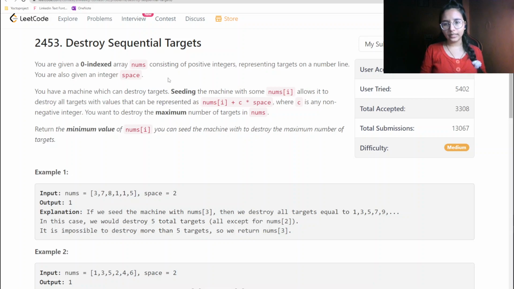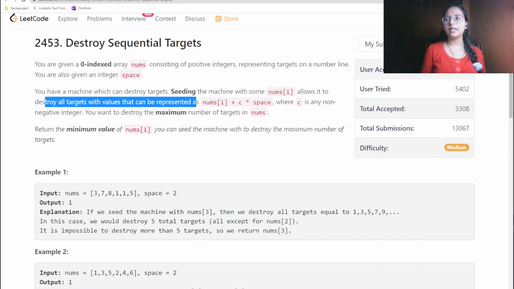Now let us take the role of these two things. You have a machine which can destroy targets. Seeding the machine with some nums[i] allows it to destroy all the targets with values that can be represented as nums[i] plus c times space. So all the values in this nums array could be destroyed. By seeding a particular value nums[i], we are required to figure out which nums[i] value can help us destroy the maximum elements from nums. So that is the thing.